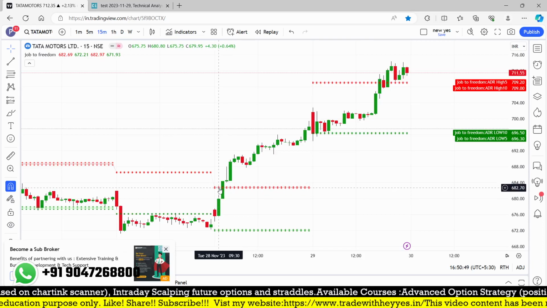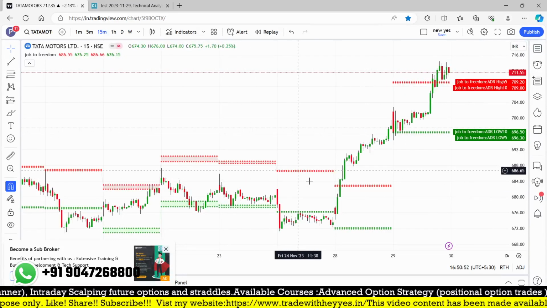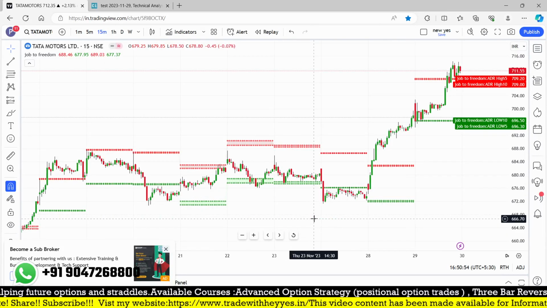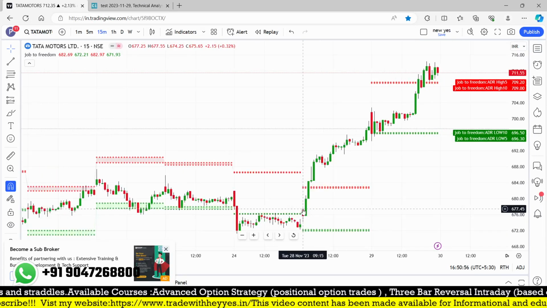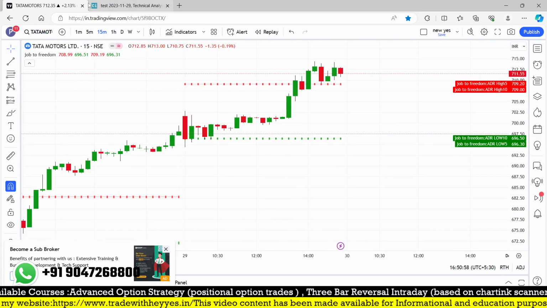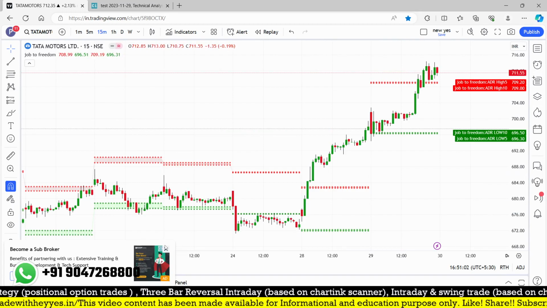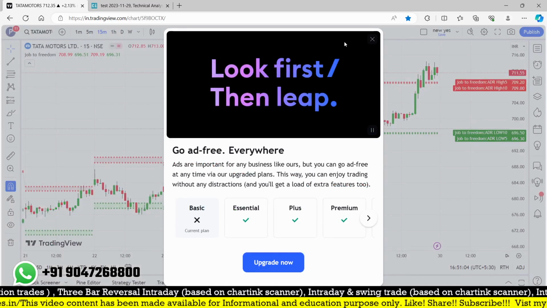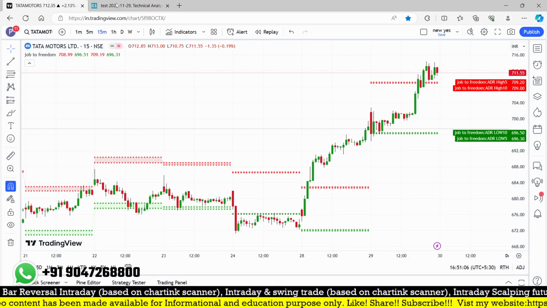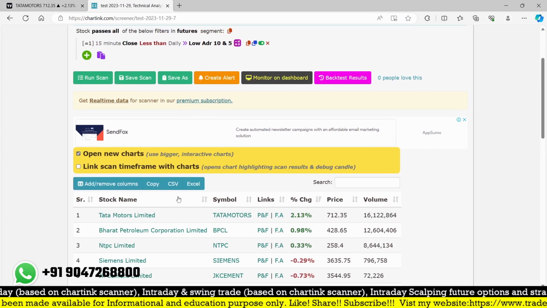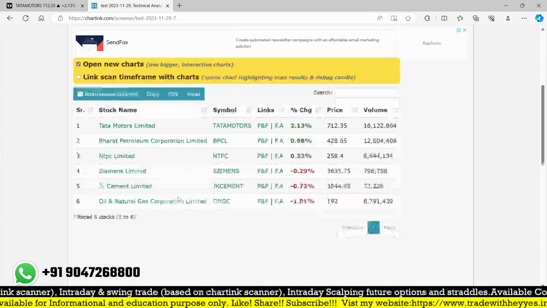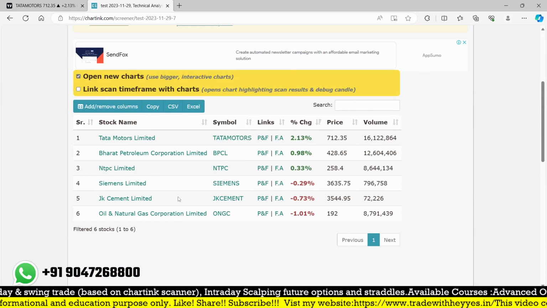But I'm also testing how this level is working. If this works better, then we can create a number of scanners with this indicator. This code is available in charting, you can search for it, because it is not my code. One of my friends shared this code, and I have created the chart, and this link can also be shared in the Telegram group, that is our premium group.